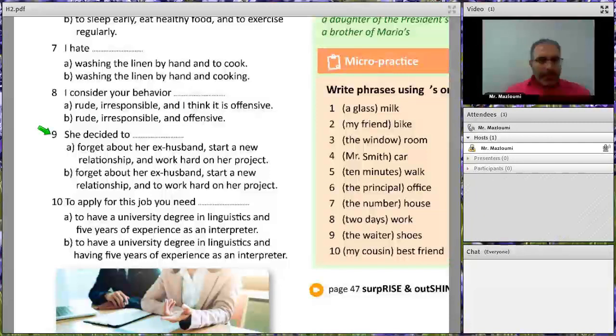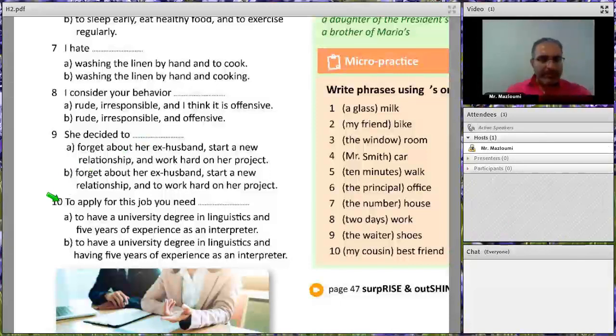Number 9, she decided to forget about her ex-husband, to start a new relationship, and to work hard on her project. So to do something, to do something, to do something. A is the correct answer. But if you look at B, you see we have forget, we have start, but we have to work, so it doesn't make sense. Ex means before.